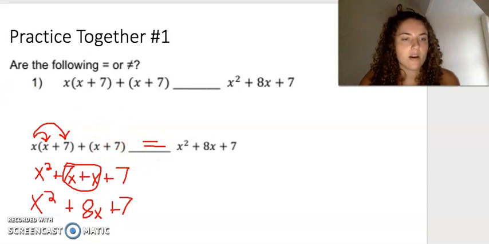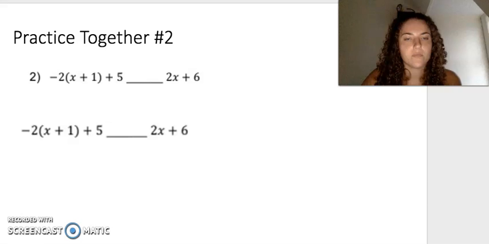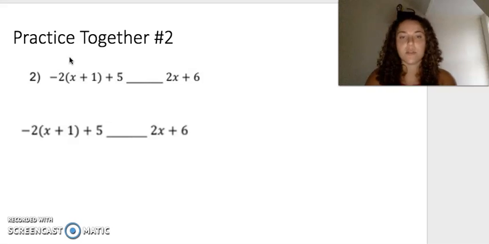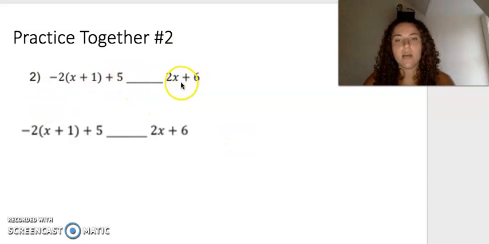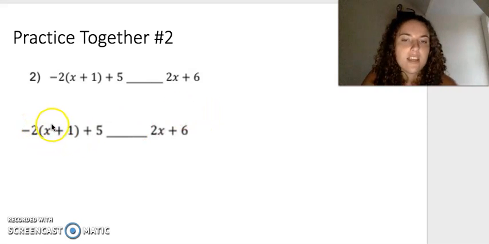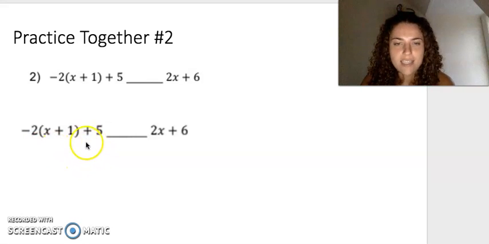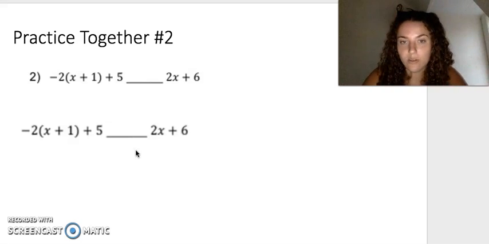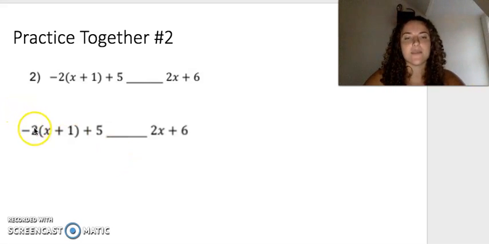Okay, and now moving on to our second problem. This is the same question as before, I just screenshotted them, so it's asking whether this is equal to this. On the left we have negative 2 times (x plus 1) plus 5, and then 2x plus 6. Looking at this really quickly, we could think, oh yeah, well there's going to be a 2x, and 1 plus 5 is 6, so they're probably equal. But let's do out the work so that we don't get tricked by the SAT.